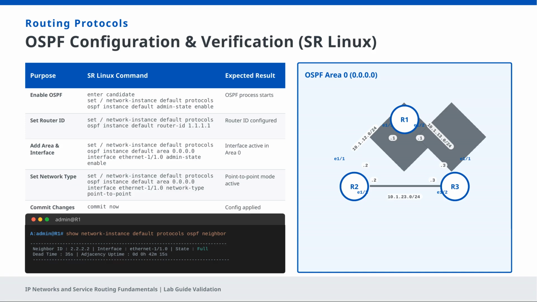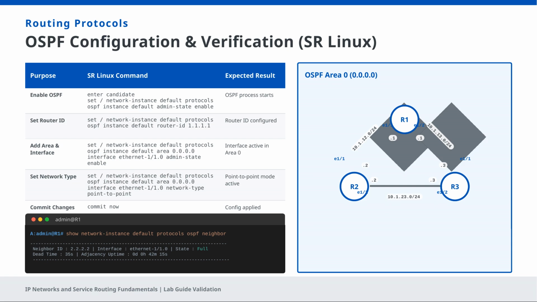Open Shortest Path First, or OSPF, is a link state routing protocol used inside an autonomous system. Routers running OSPF form neighbor adjacencies, exchange link state information, and build a shared view of network topology within an area. Each router then runs the shortest path first algorithm to compute the best paths. OSPF uses cost as its path selection metric. Lower total cost is preferred.